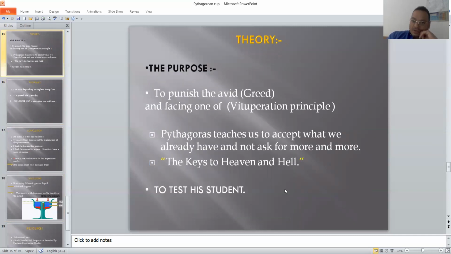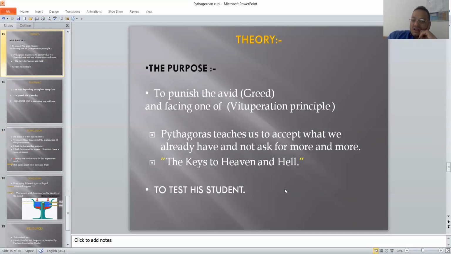Now, the purpose from all that. Sure, a scientist like that always has a purpose when he makes everything. Let's discuss the purpose of the Justice Cup: to punish the greedy, the avid, and to face one of the vituperation principles.